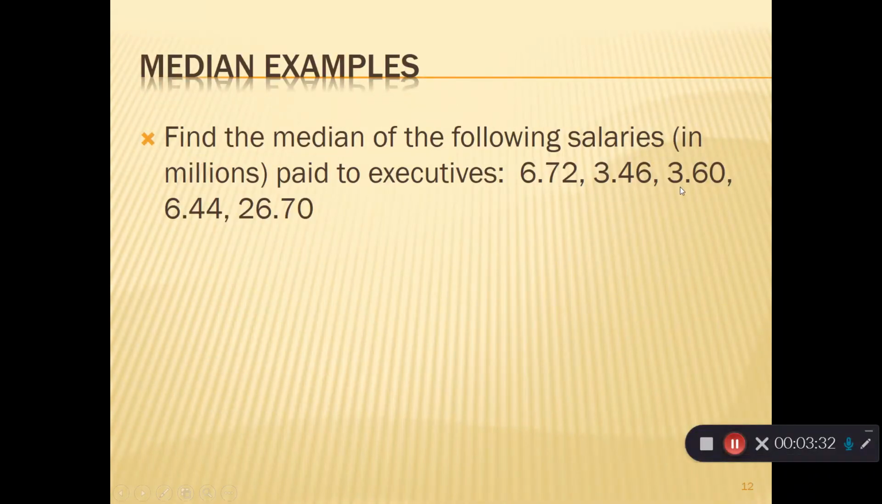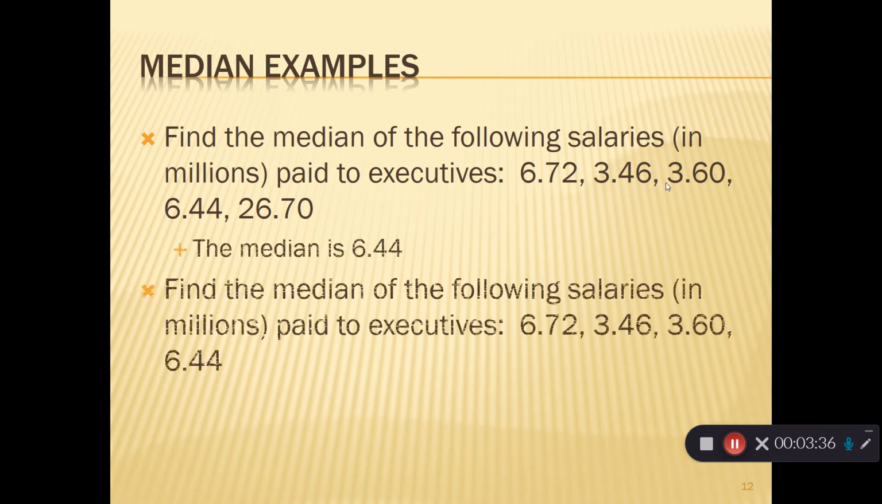Here, if I look at this data set, the first thing that I would do to find the median is put them in order. So looking in order, the lowest value is my 3.46, then 3.6, then 6.44, then 6.72, and then 26.7. Okay, 1, 2, 3, 4, 5. The middle data value is 6.44.